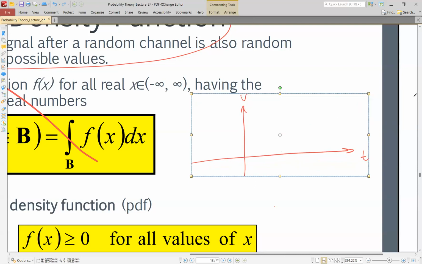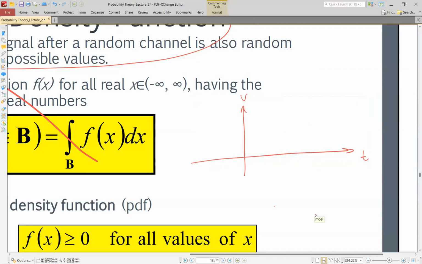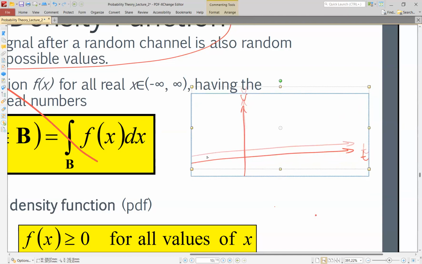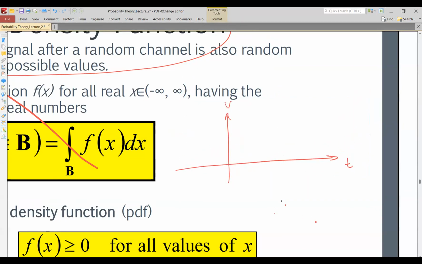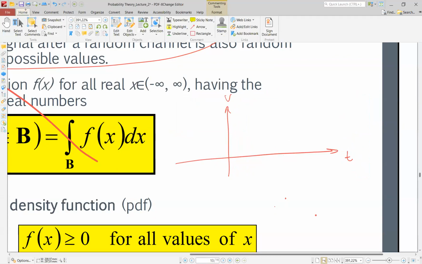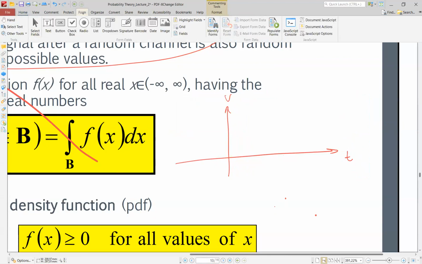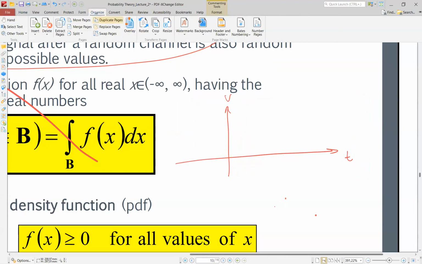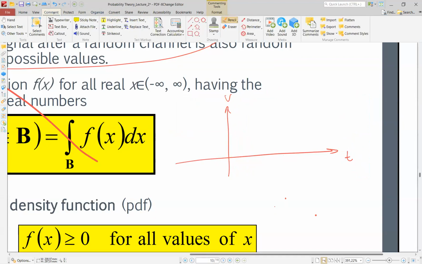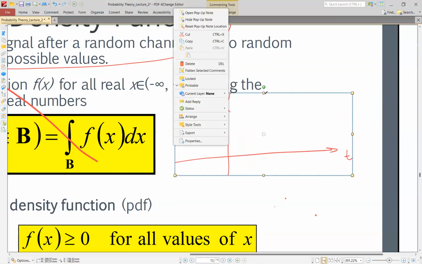Okay, let me close this one. Now we have random voltage. So I need to have the pencil again. Okay. Now we have just random voltage.